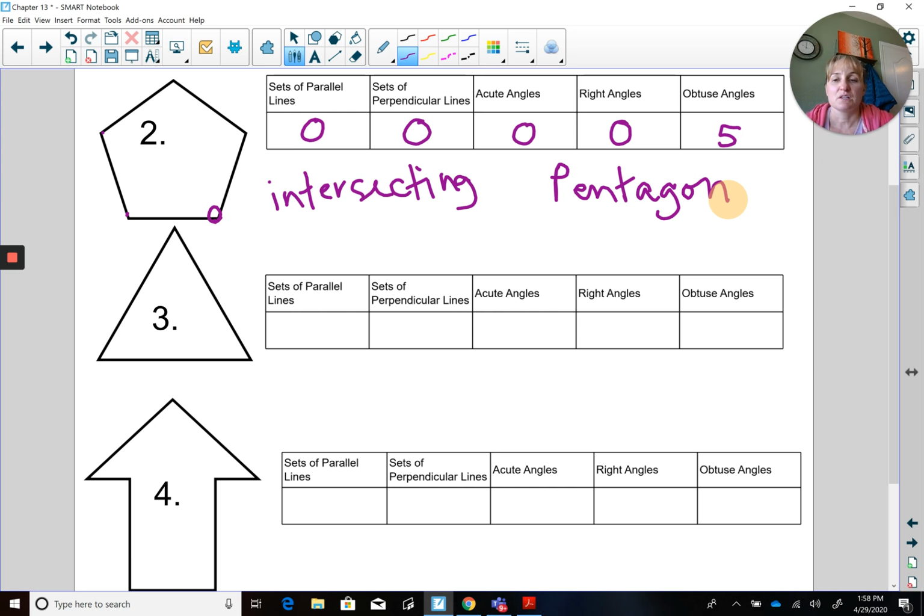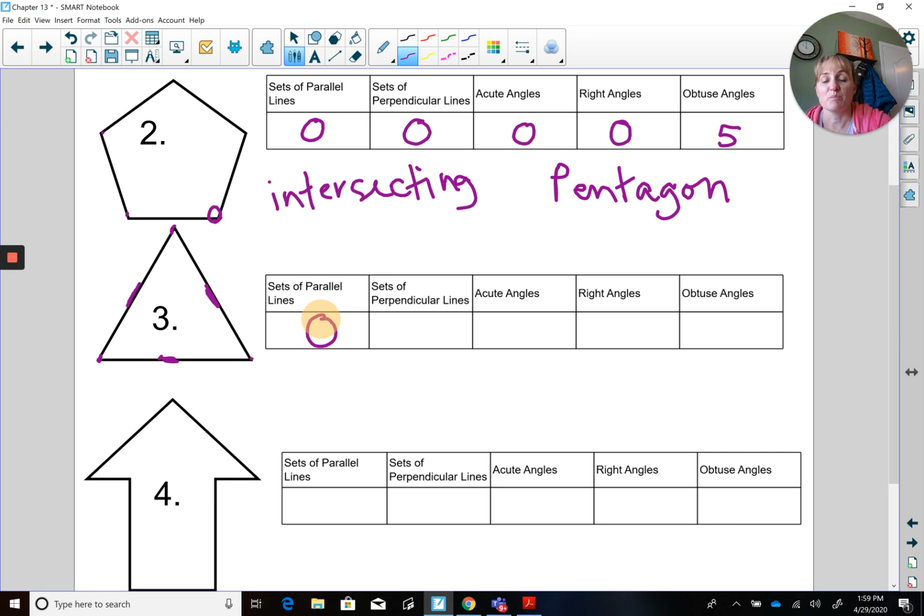Sets of parallel lines. Well, if I look at this side, is this side parallel to anything? No, just an angle. How about this side? Is this side parallel to anything, meaning go straight across from it? No, just another angle. How about this side? No, just another angle. So do we have any sets of parallel lines? No, siree, we do not. So must put a 0 in there.